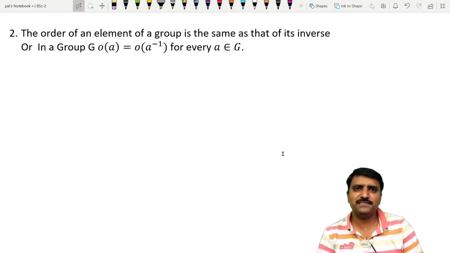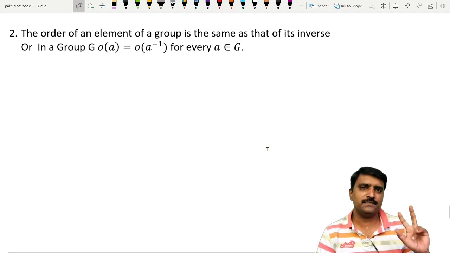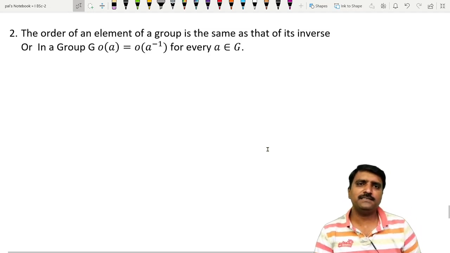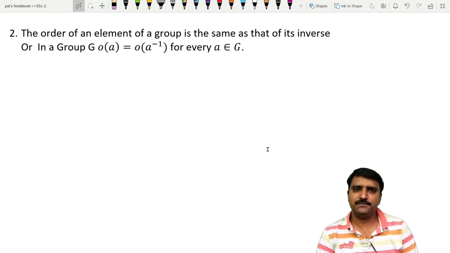So we need to prove this theorem. To prove this property, we have two cases. The group may be of infinite order or of finite order. First, consider that the order of an element A is infinity. Then we have to show that its inverse is also of order infinity. To prove this, we take case 1.